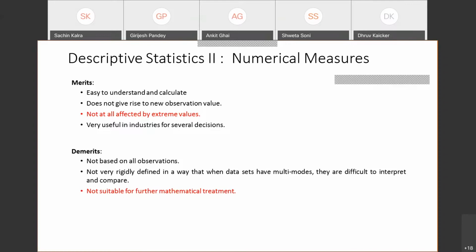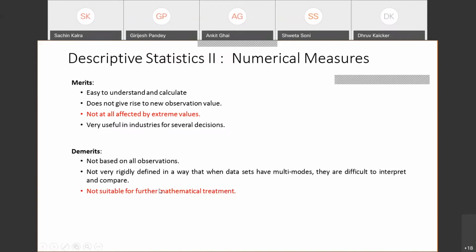Now, mode is not very rigidly defined, in a way that when data sets have multiple modes, they are difficult to interpret and compare. So this is the case here. If we have an even number of terms, we have two medians and we take the arithmetic mean, but we cannot take the arithmetic mean for the modes. So it is not very rigidly defined, and it gets complex. You have to divide the data into further classes and then get to know.